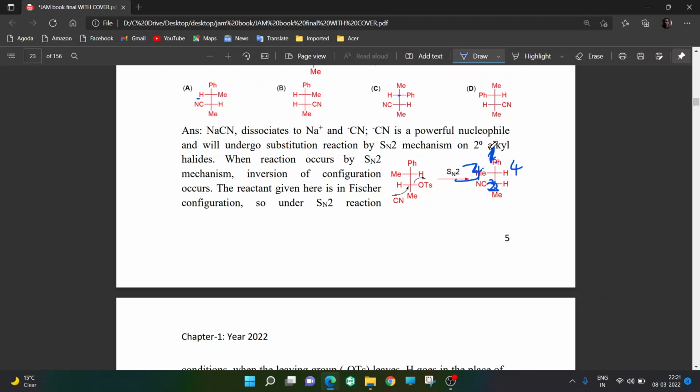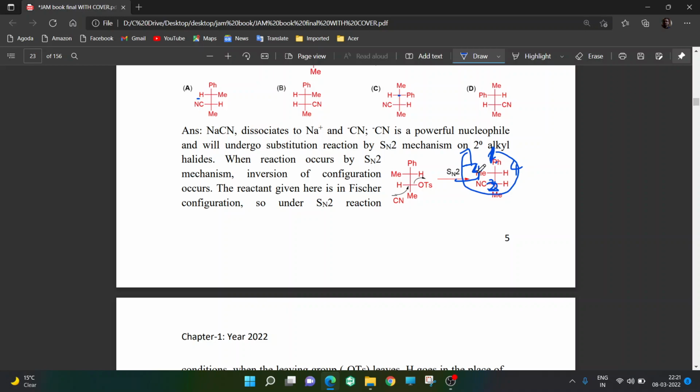So let us look at how the rotation will be. We forget about the 4th, we only see the spatial arrangement of 1, 2, and 3. So 1, 2, and 3 are going in the clockwise direction, right? In the clockwise direction. So if it is clockwise, it is R, the absolute configuration is R. If it is anti-clockwise, it is S.